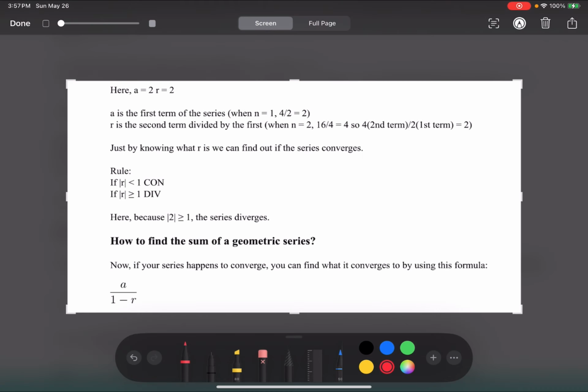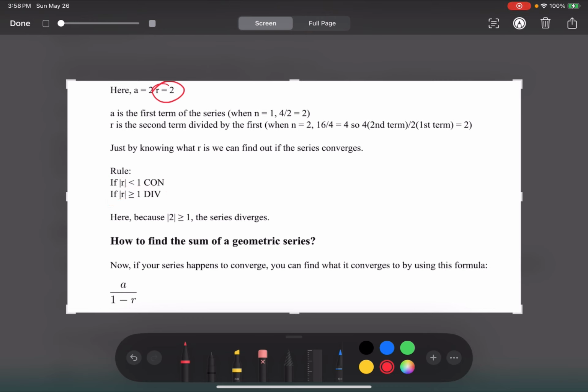But why are we finding A and R in the first place? Well, because there's this rule that if you take the absolute value of R and you find that it's less than 1, then that tells you that your series converges. And if you take the absolute value and that's greater than or equal to 1, then that tells you that your series diverges. In this case, our R is equal to 2, so 2 greater than or equal to 1 tells us that our series diverges, right? Because 2 is not less than 1. So our series for sure diverges.